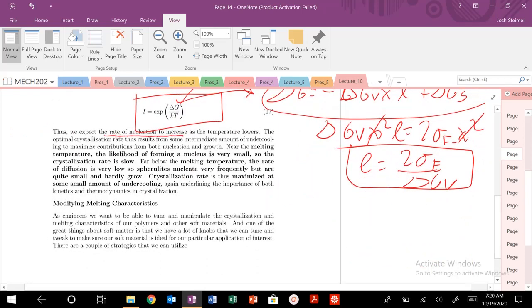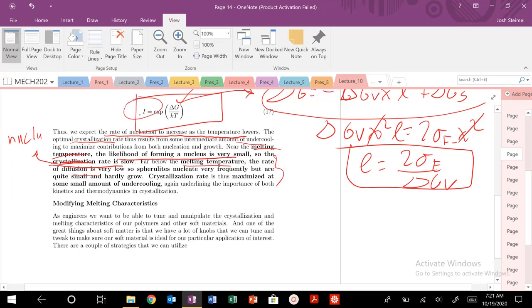So the rate of nucleation increases as our temperature lowers. Again, the optimal crystallization rate will be some moderate value. Near the melting temperature, the likelihood of forming a nucleus is very, very small. So our nucleation rate is going to be very small, and it will also be our crystallization rate as well. So nucleation rate, very slow. Far below the melting temperature, our diffusion is very low. So with spherulites, we're getting a little bit into our crystallization rate. But this is just for nucleation.